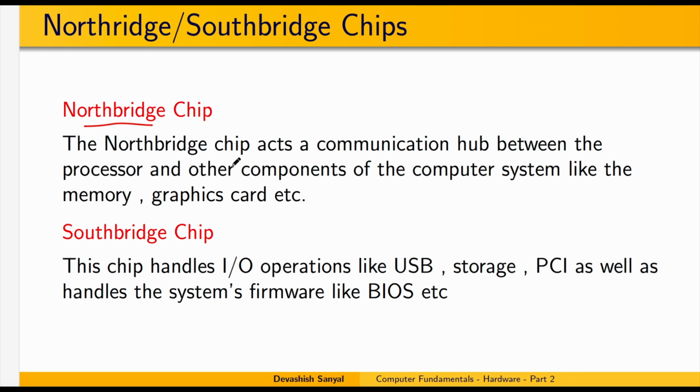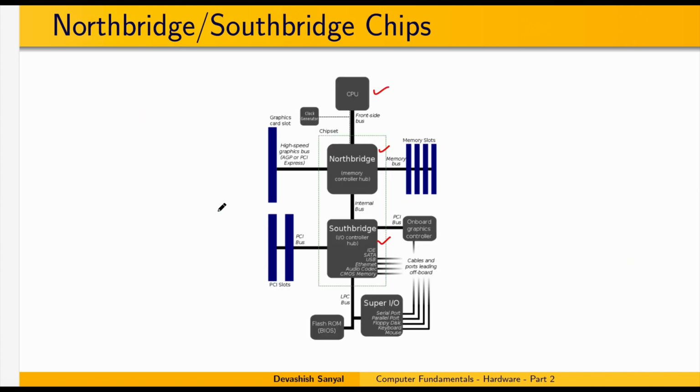The North Bridge chip acts as a communication hub between the processor and other components of the computer system like memory and the high-speed graphics card. This North Bridge chip is responsible for processing high-speed information. This is the memory slot, meaning the primary memory slot, that is RAM, and this is the slot for the high-speed graphics card. So it processes information from these two slots. This is the CPU. So it's a controller hub.